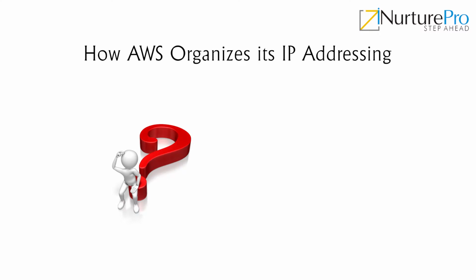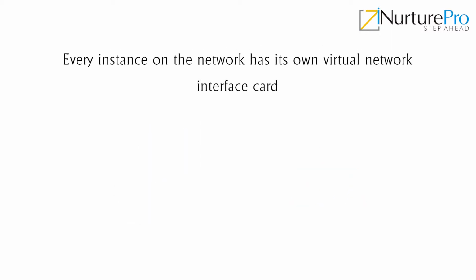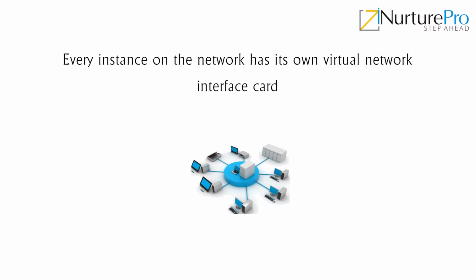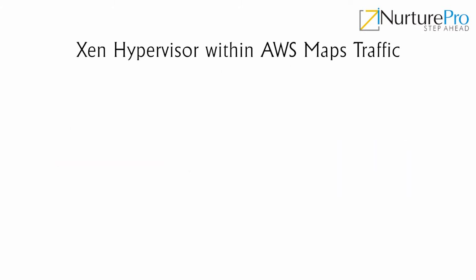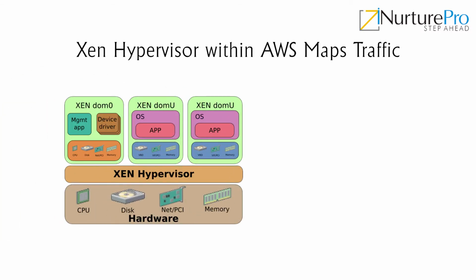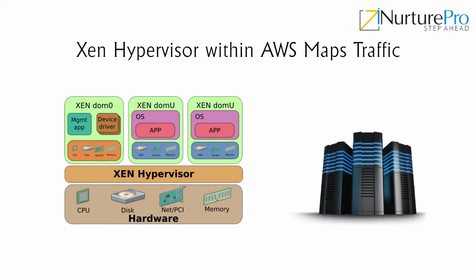Let us see in detail further into describing how AWS organizes its IP addressing. To start off, every instance on the network has its own virtual network interface card or VNIC, a software construct that mimics the functionality of a hardware NIC. The Xen hypervisor within AWS maps traffic between each instance VNIC and the actual hardware NIC on the physical server on which the Xen hypervisor runs.